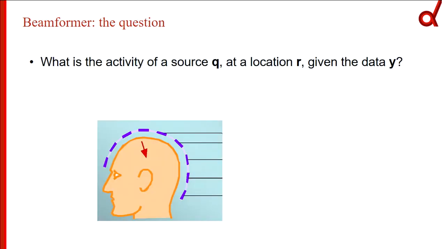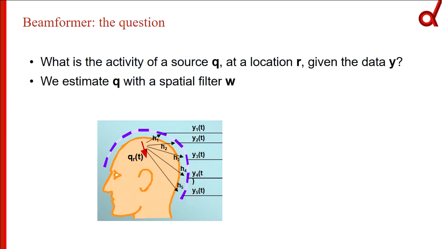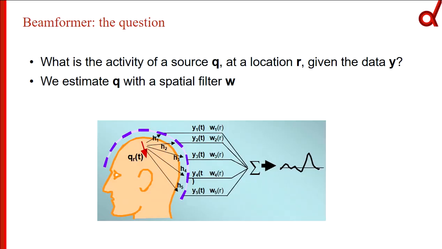So we have a source in the brain, like we have activity Q at location R, and this produces, with some lead fields, our data Y that we measure at the EEG or the MEG. What we want to do now is estimate Q by a spatial filter. It means we multiply the measured data with some weights and then we sum it up, and then basically we have at the source our topography. Basically we go from sensor level to a source level where we would estimate a so-called virtual channel.